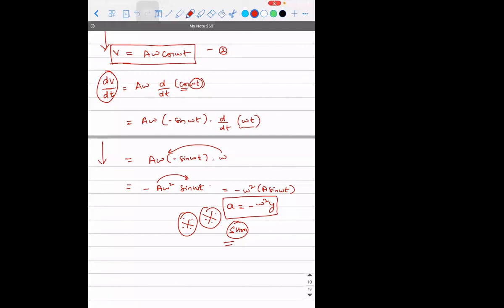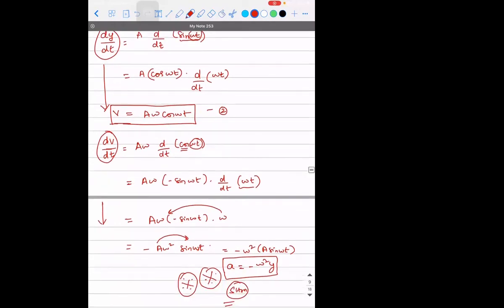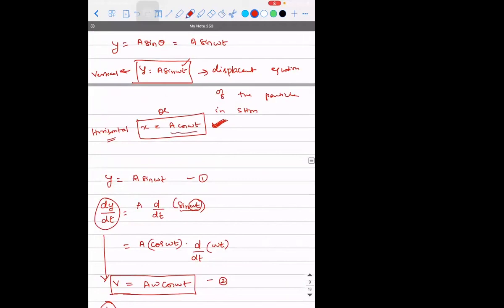Okay. So I've taught the basics. Make a note of this. Next class, I will show you why this x is equal to A cos omega t has actually come. That is what is meant by this horizontal.